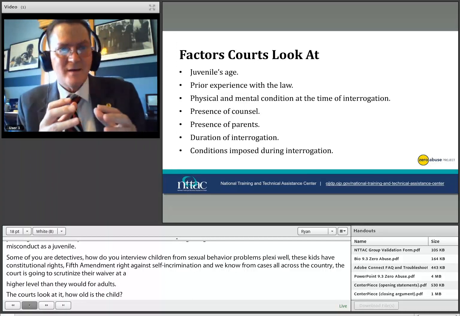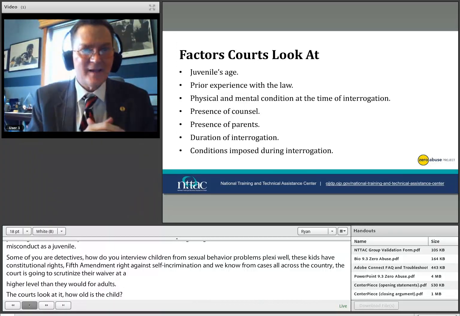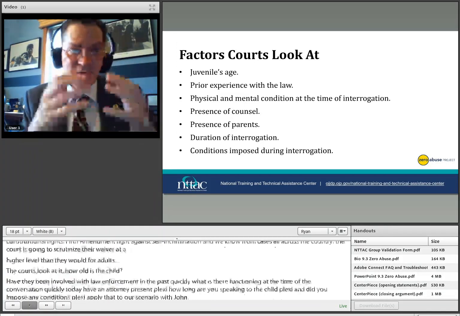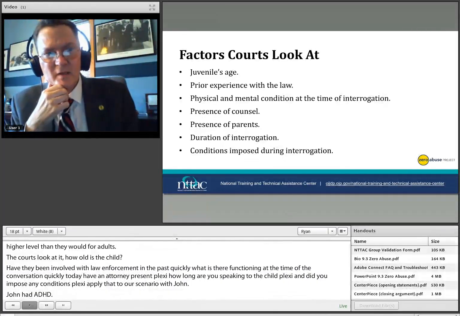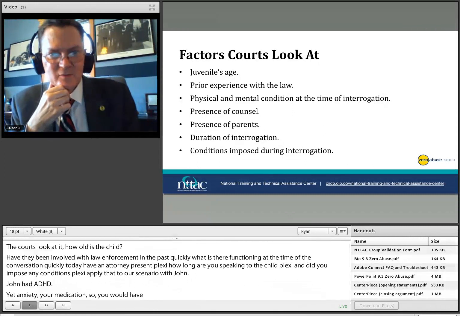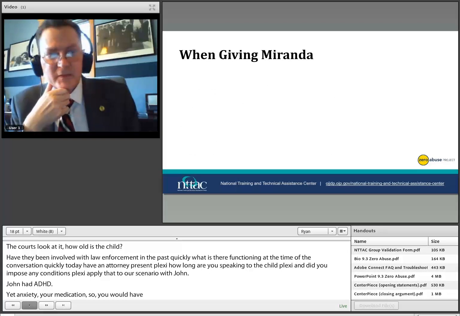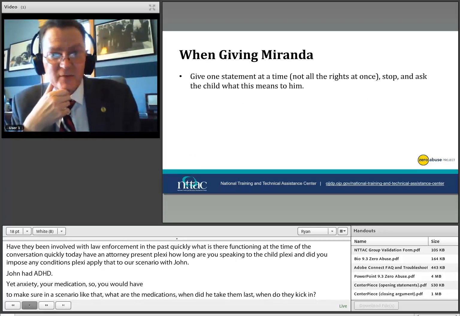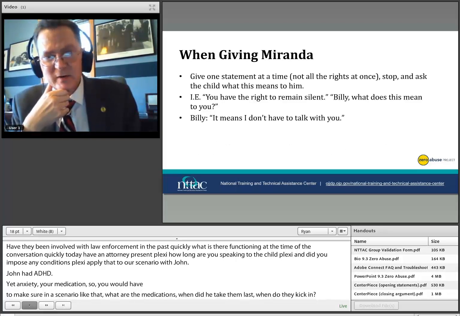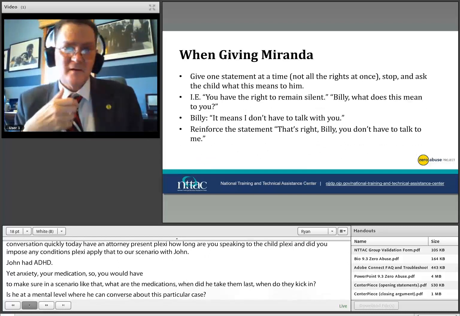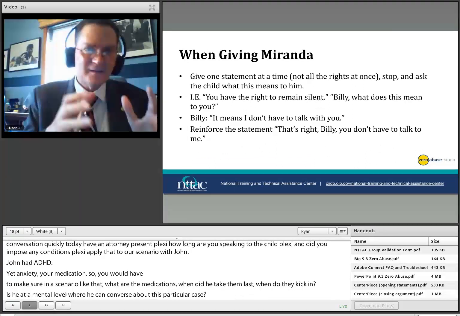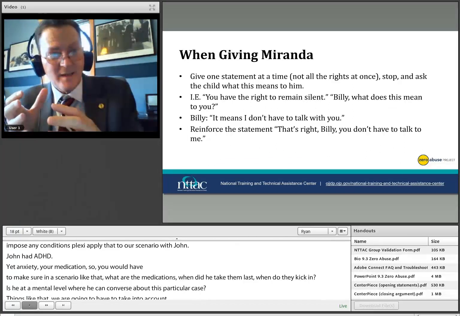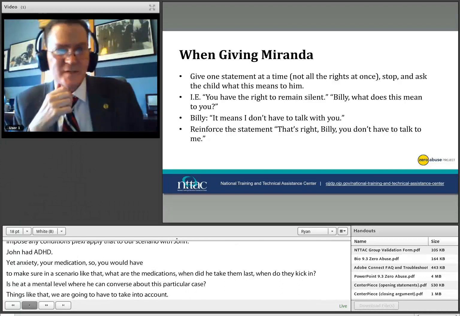Some of you are detectives. How do you interview children with sexual behavior problems? Well, these kids have constitutional rights, a Fifth Amendment right against self-incrimination, and we know from case law across the country the courts are going to scrutinize their waiver at a higher level than they would for adults. Factors courts look at: how old is the child? Have they been involved with law enforcement in the past? What is their functioning at the time of the conversation? Do they have an attorney present? Do they have their parents present? How long are you speaking to the child? And did you impose any conditions?